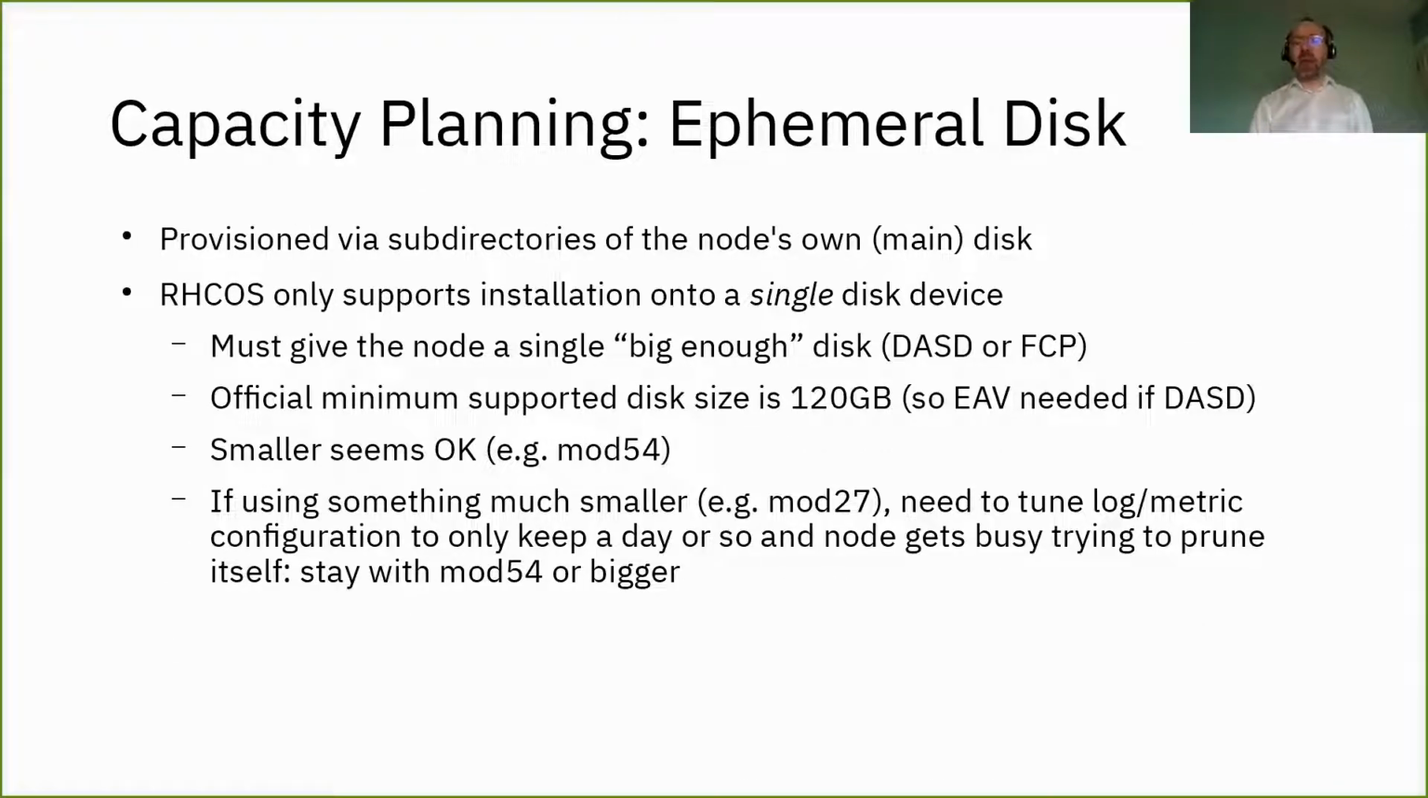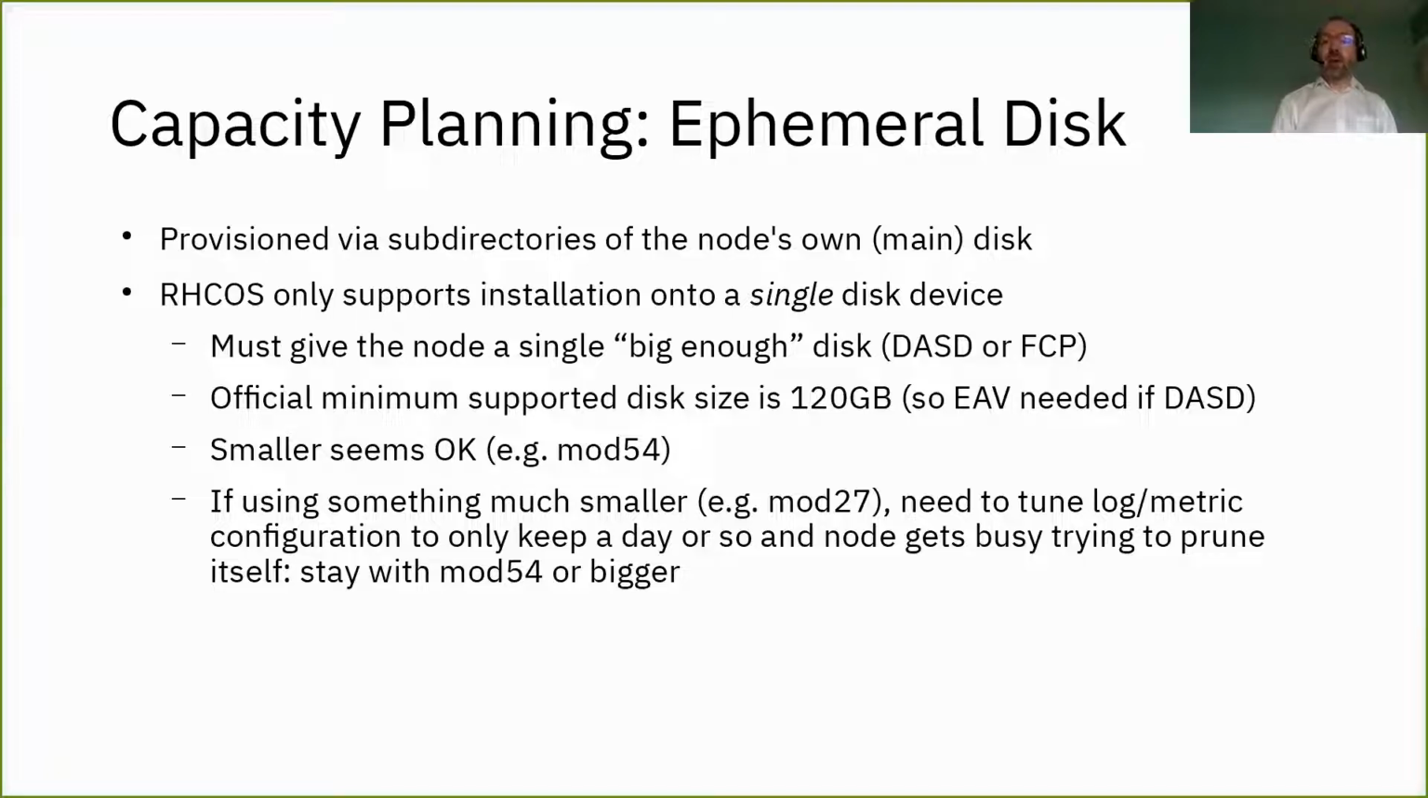So here we go on the recommendations for ephemeral disk. RHCOS, Red Hat Core OS, only supports installing onto a single disk device. So if you're using FCP, if you're using SCSI, then you just make the LUN nice and big, and that's fine. If you're using DASD, then no, there is no way of getting by with having a million mod 3s tied together, right? And no, really, you can't get by with mod 9s, and you shouldn't really use a mod 27, and even a mod 54 is smaller than the minimum recommended of 120 gig.